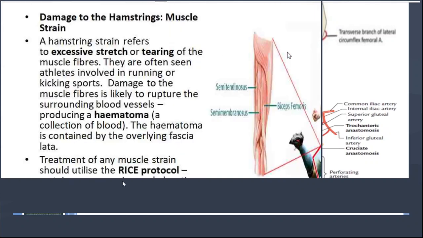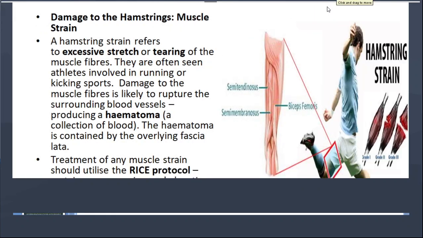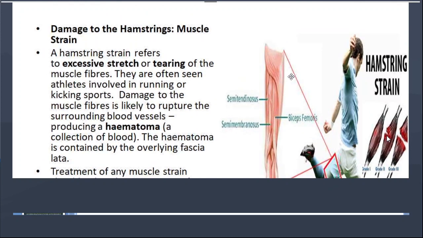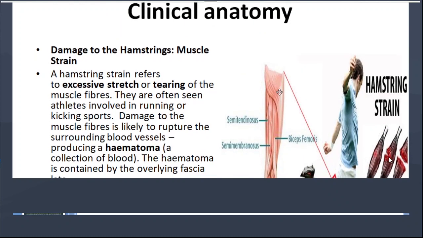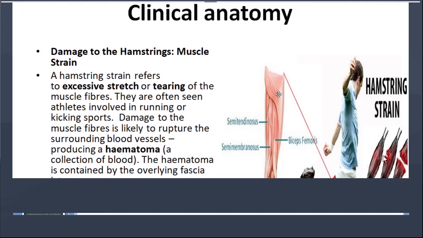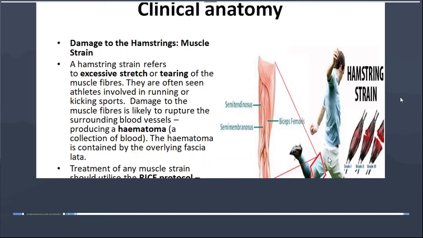Now coming to one, what is the clinical anatomy for the hamstring muscles? So you can see muscle strain. Hamstring muscle strain refers to the excessive stress or tearing of the muscle fiber. In athletics involving running or kicking sports, at that time damage to the muscle fiber is likely to rupture. Like this, rupture of vessels produces the hematoma, and the hematoma is contained by the overlying fascia lata.